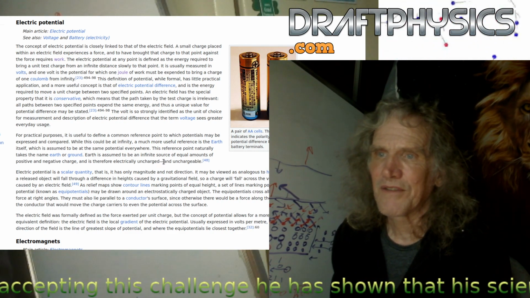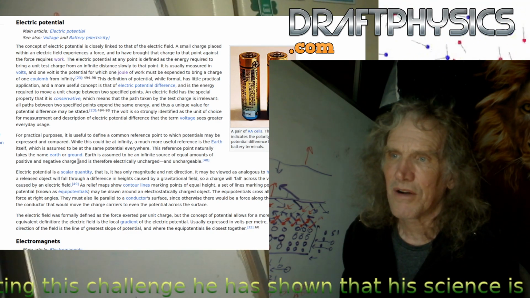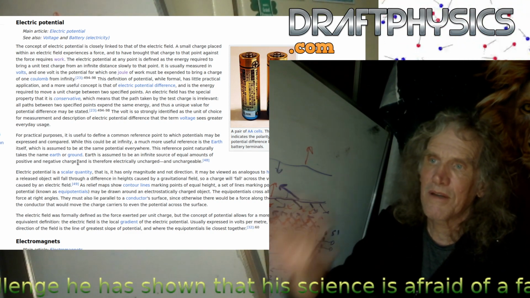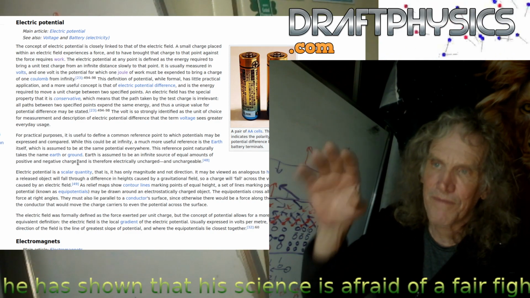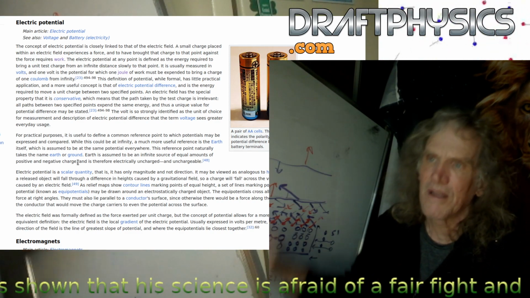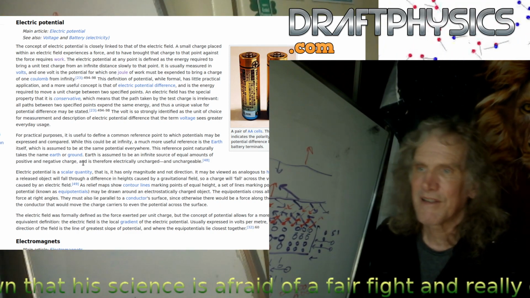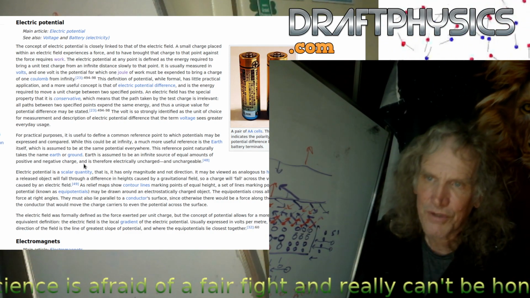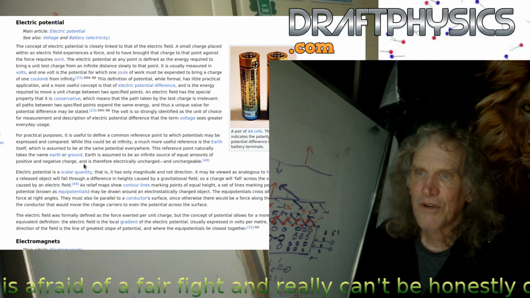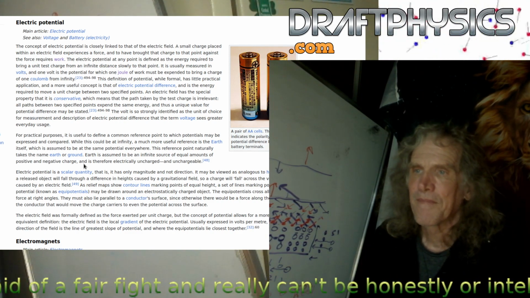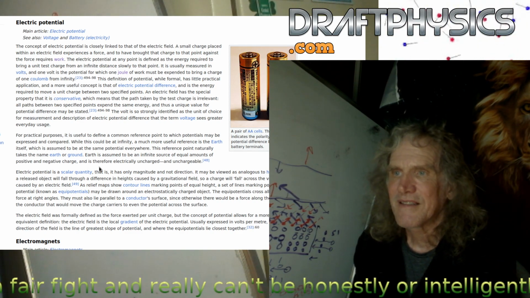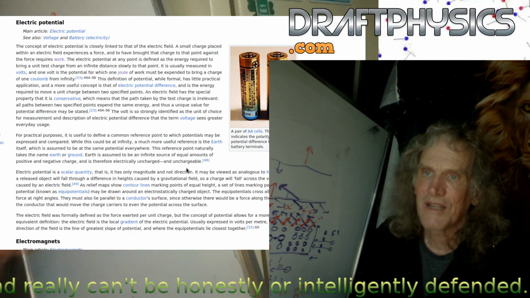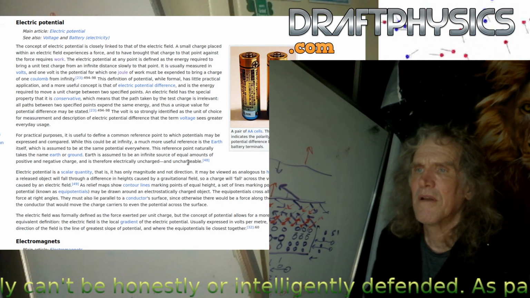Earth is assumed to be an infinite source of equal amounts of positive and negative charge. So there's no such thing as the negative charge. There's just the fact that the voltage is completely a measurement of the amount of negative charge, the amount of negative pressure, the amount of pressure between the electrons. The protons do not play a role. There is no positive element in electricity. There's just the volume of negative charge. And if you make a higher volume of negative charge, you have a higher electrical potential in the same space. And this is therefore electrically uncharged and unchargeable. So, unchanged and unchangeable, I guess it says. No, it's just chargeable. All right.